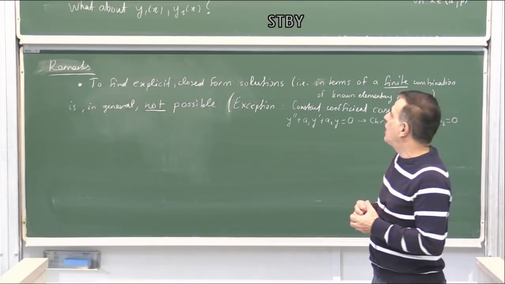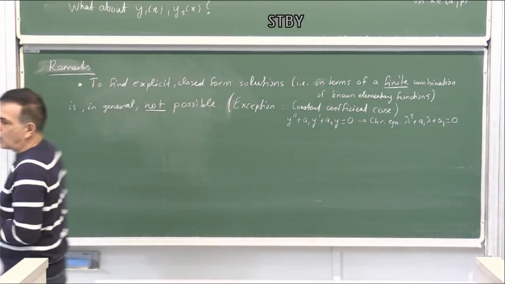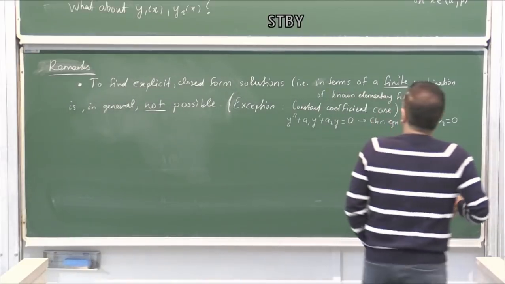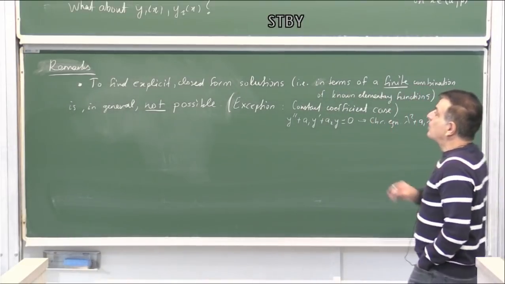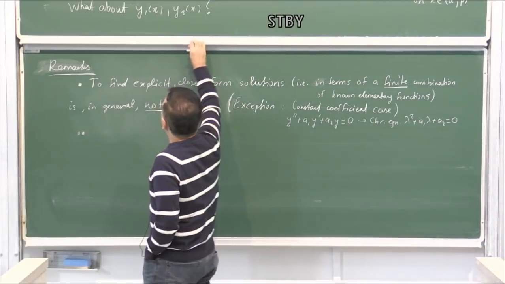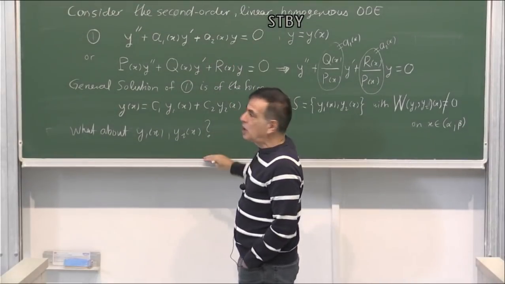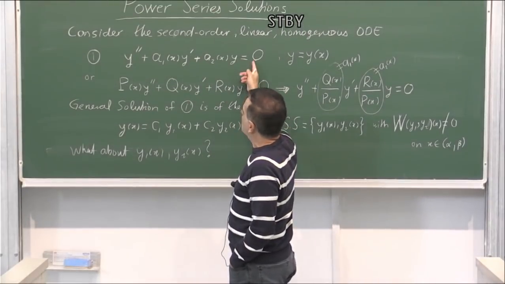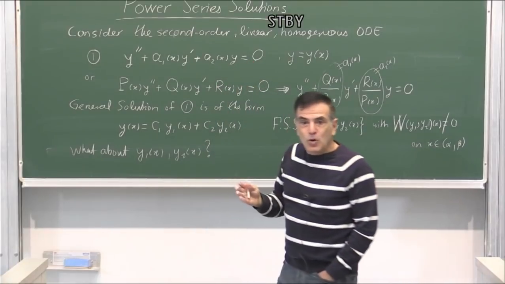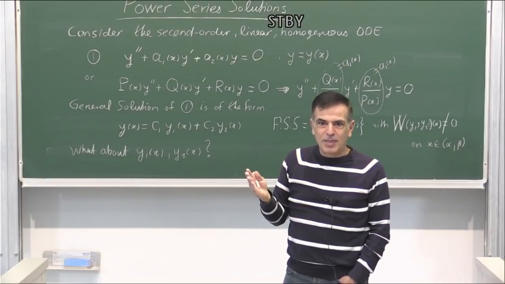Okay? As a function in terms of elementary functions. Okay. Now, another remark is that, look, we consider a second order ODE which is homogeneous. Good? A second order ODE which is homogeneous. So there is no loss of generality in considering a homogeneous ODE.